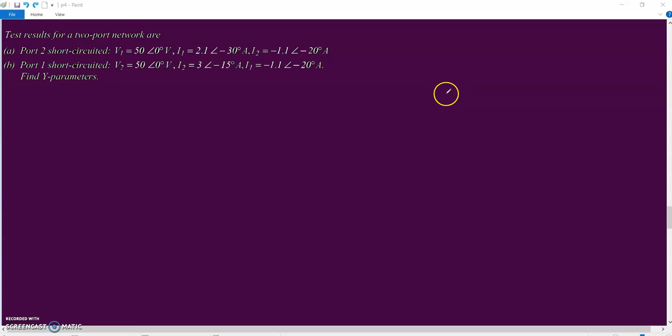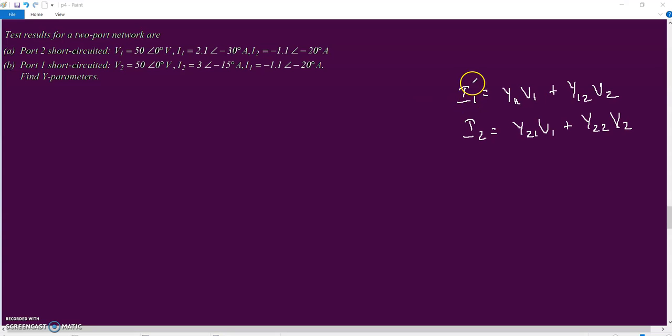So, when you get such a problem, first of all, write the Y-parameter equations. I told you to write the Y-parameter equations because we can easily deduce Y11, Y12, Y21 and Y22 by looking at these equations, and you won't go wrong.